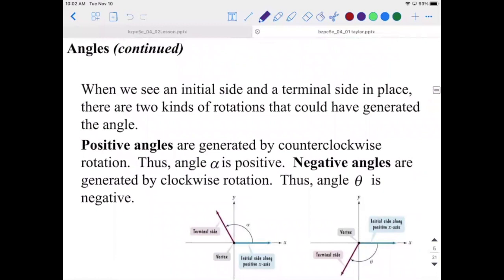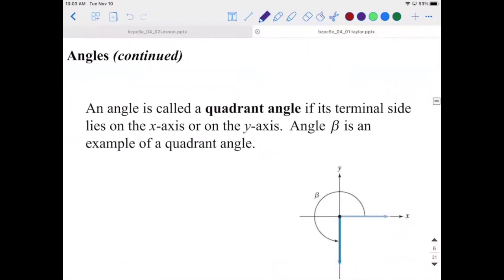When we see an initial side and a terminal side in place, there are two kinds of rotations that could be generated. We could have a positive angle where we open counterclockwise, or we could have a negative angle where we're opening clockwise. An angle is called a quadrant angle if its terminal side lies on the x or y axis. So that would be anytime we've got an angle that is either 90 degrees or 180 or 270 or 360 or any multiples of those.